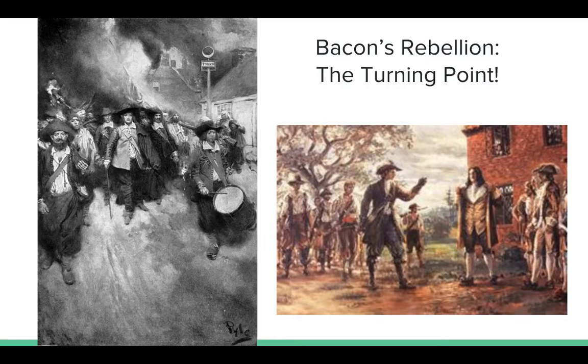Tensions over land ownership and Native American conflict led to rebellion between poor Virginian farmers and wealthy Virginia planters. The rebellion was led by Nathaniel Bacon, who chased Governor William Berkeley temporarily out of Virginia until royal militias were able to restore order. After the rebellion, the use of indentured servants became less desirable, and access to and usage of African slaves became the preferred form of economic labor.